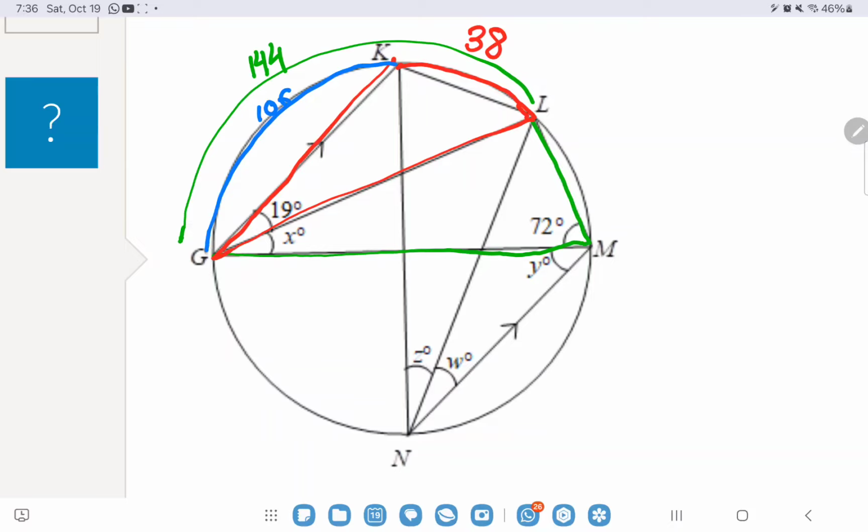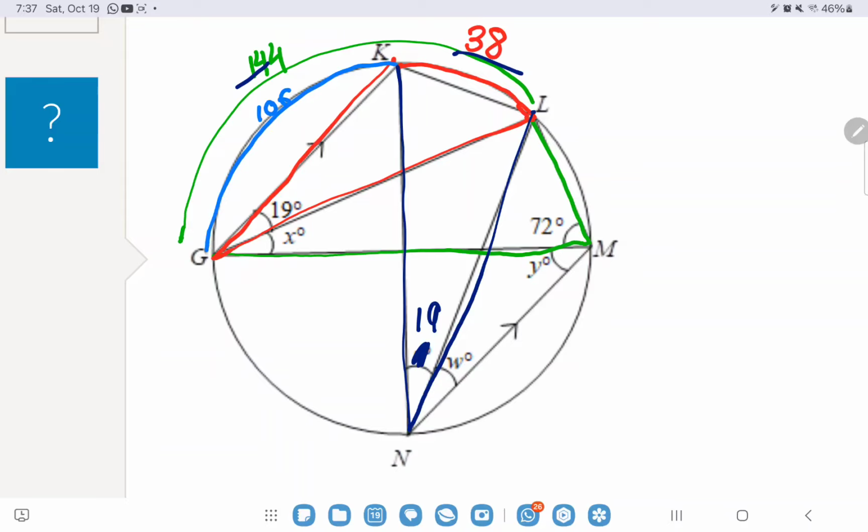And let's see, do we have any angles intercepted by the 106? No, but this is just information we need to know. As you can see, we can find Z immediately. Z is over here, and it's intercepting the same arc as the 38, so this is also 19. Now we found the one angle. Now let's try to find X.